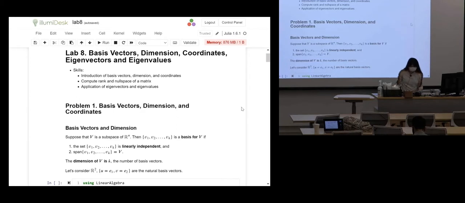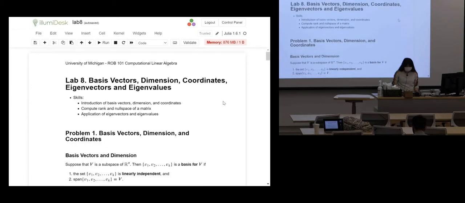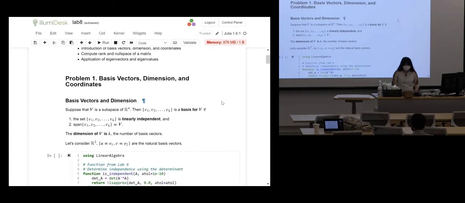Welcome to Lab 8. Today we're going to talk about the basis vectors, the dimension, and coordinates. And in the second part, it's about eigenvectors and eigenvalues. So first, we're going to review the definition of basis vectors and the dimension.